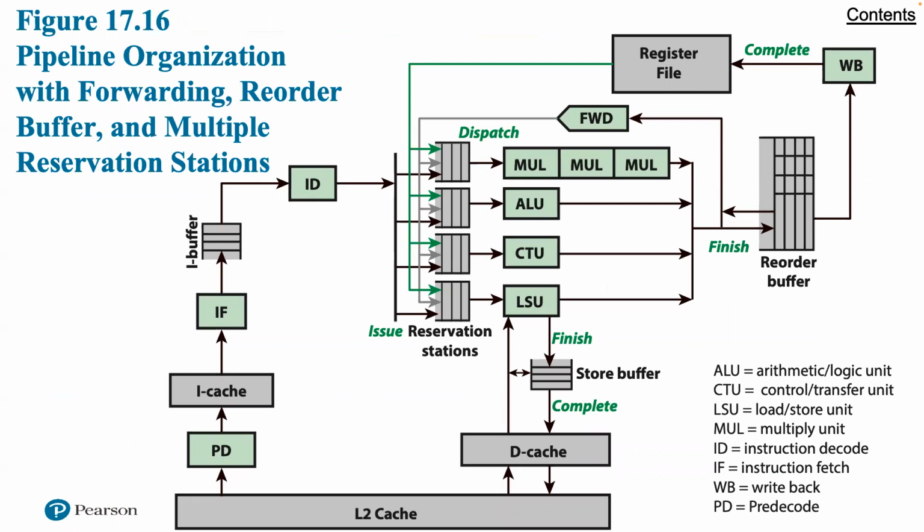Okay, this will be the last chart before we do our summary. So in this figure, we are looking at pipeline organization with forwarding, reorder buffer, and multiple reservation stations. It adds all those features, multiple reservation stations, forwarding and the reorder buffer, to the organization that we were showing previously in figure 17.15. Note that the forwarding function occurs at finish time, prior to the reorder buffer and completion of the write back.